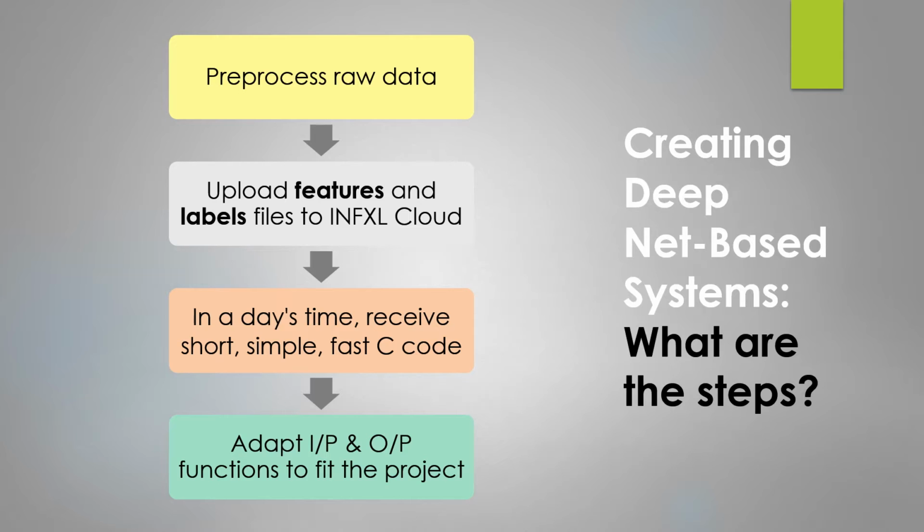Before you start training, you should pre-process the raw data according to Infexel's guidelines. Then package that data into 2 files, one for features, the other for labels, and then upload those 2 files. After about 24 hours, you will receive a trained deep network in the form of highly optimized C code. Now adapt the input and output functions of that code according to the needs of your project, and you are good to go.